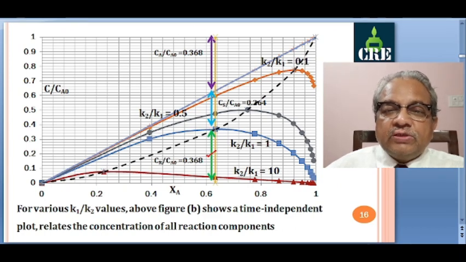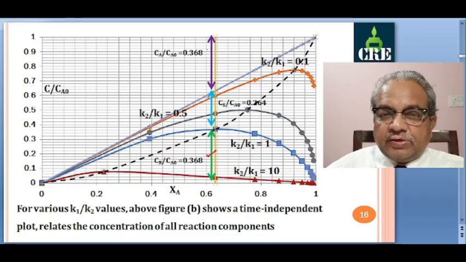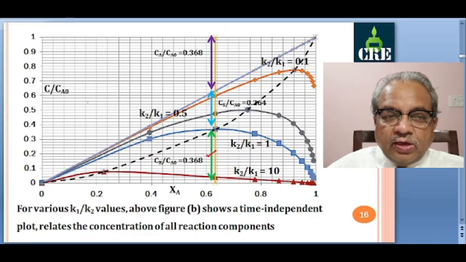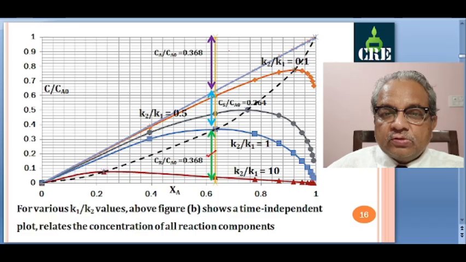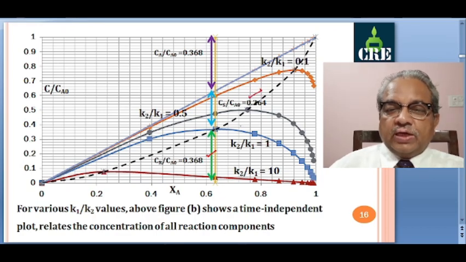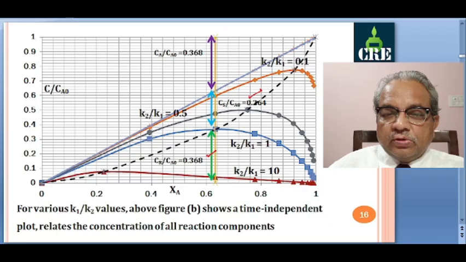What is the value of CA by CA0 for that? That is also 0.368. This is the length of this segment. Total length is 1, and 1 minus this gives you CS by CA0. So the length of this segment gives me CS by CA0, and when my CA0 is equal to 1, this gives CA, CR, CS straightforward. So this value is 1 minus 0.368 minus 0.368, which is 0.264. So this I get at K2 by K1 equal to 1.